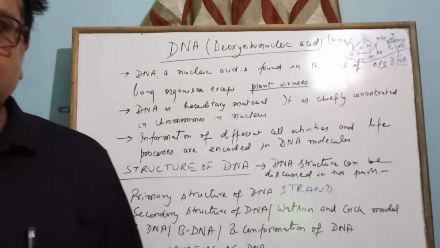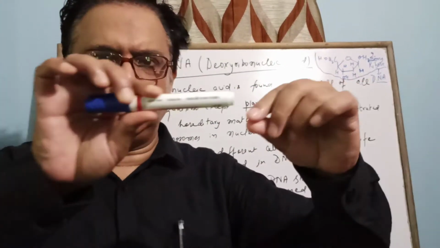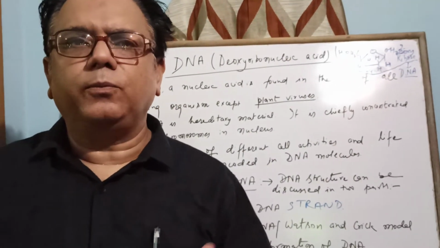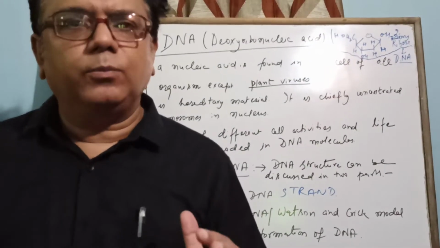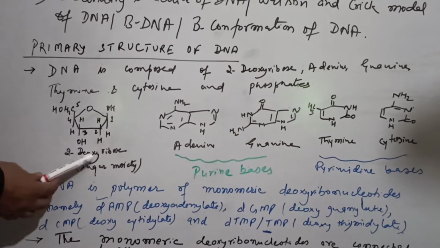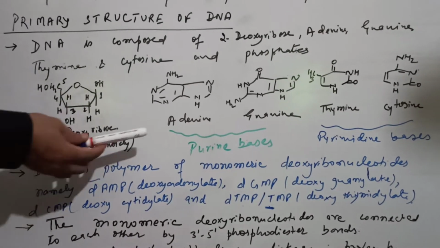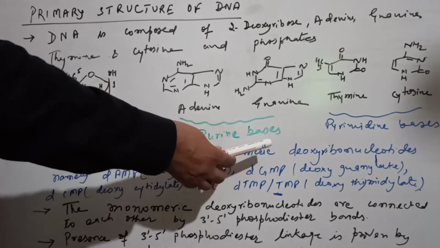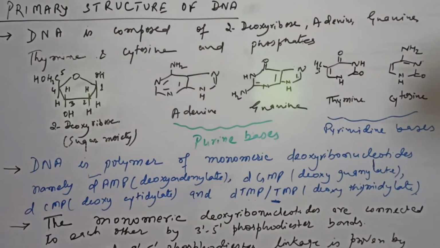When we say primary structure of DNA strand, obviously you are talking about one DNA strand. What is it made up of? It will be composed of 2-deoxyribose. The sugar moiety is 2-deoxyribose in DNA, you know it. Then you have adenine and guanine, the purine bases, and thymine and cytosine as the pyrimidine bases.